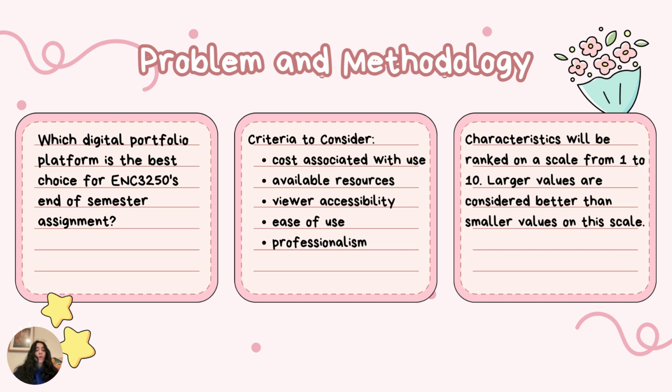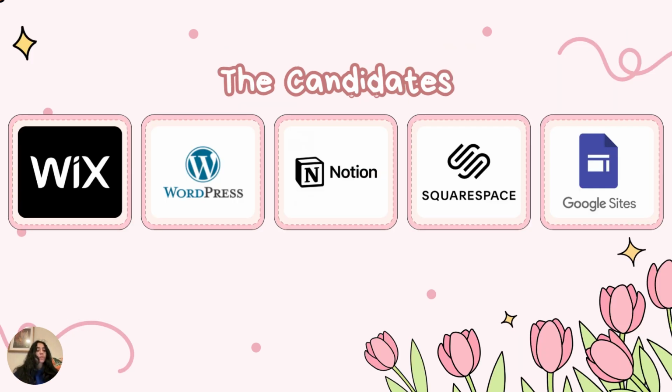But yeah, so basically I'll be ranking it on a scale from 1 to 10, 10 being the most or the best, 1 being the worst. So, which websites am I looking at? Wix, WordPress, Notion, Squarespace, and Google Sites. These are very common website builders. If you look up I want to build a website, these will pop up.